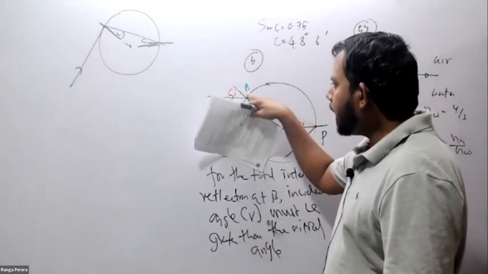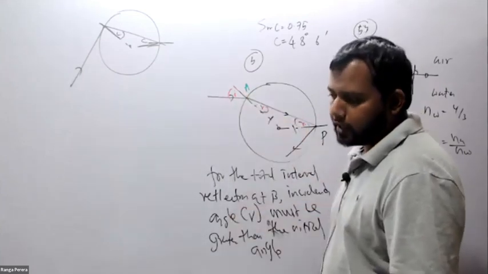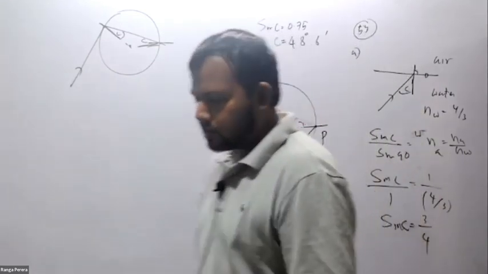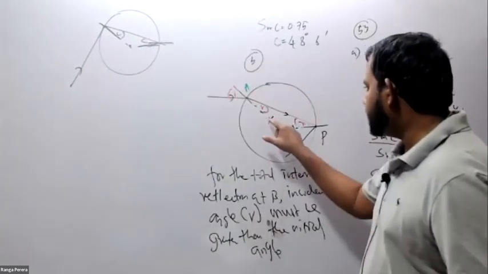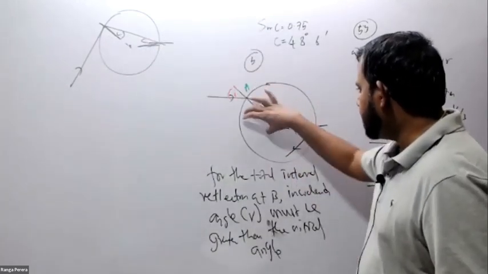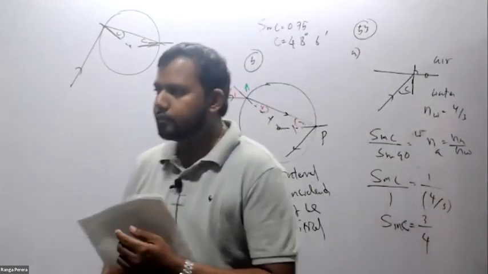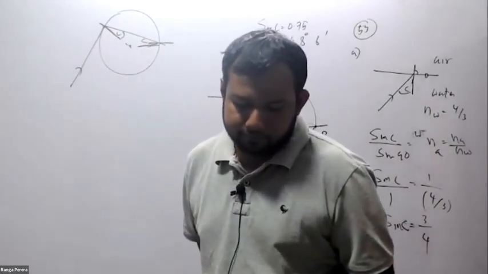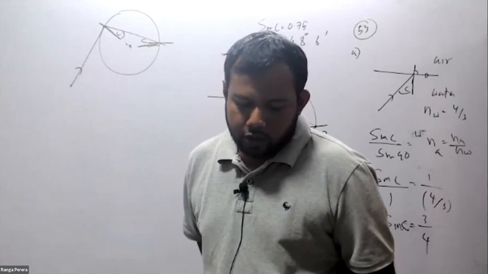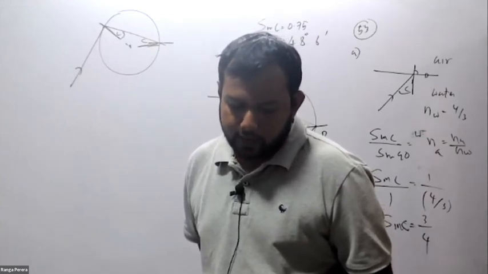the refracted angle at point A, the reason is these lengths are equal radius, right? The refracted angle at point A should be greater than the critical angle.